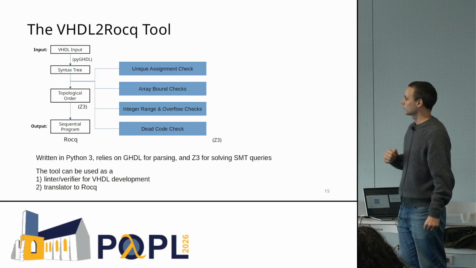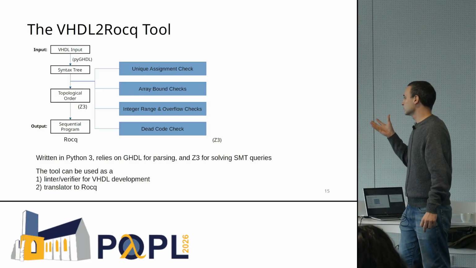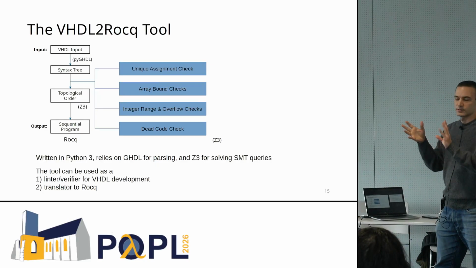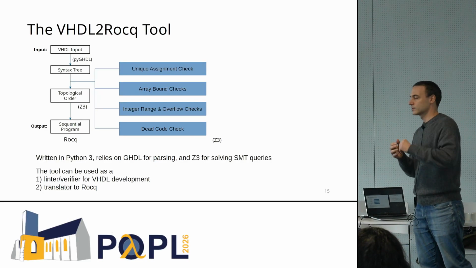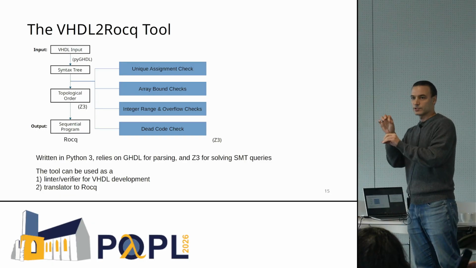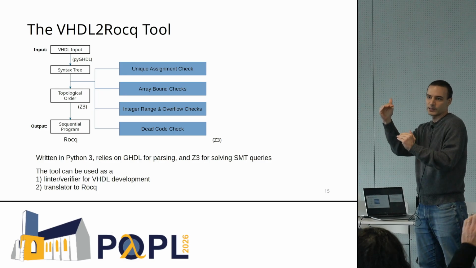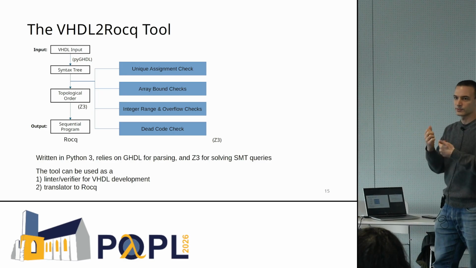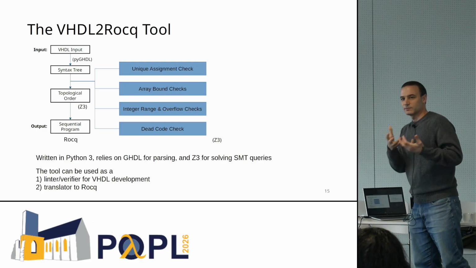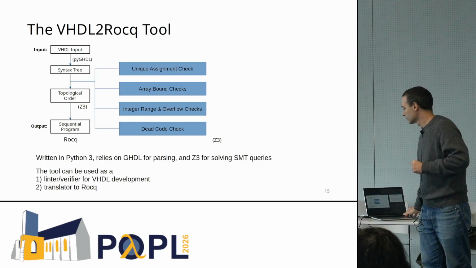And then we can translate to Rocq. So basically the tool can also be used as a linter or verifier for VHDL. We have a nice plugin that will tell you the errors, and thanks to the SMT solver Z3, it will also tell you for which values of the generics you have an issue, for example when it points to two lines that try to assign the same signal. So it will help you develop VHDL that can then be verified and translated. And then eventually you translate to Rocq.